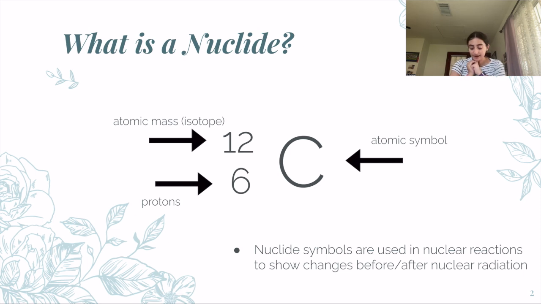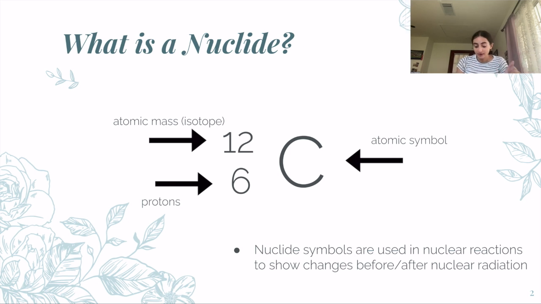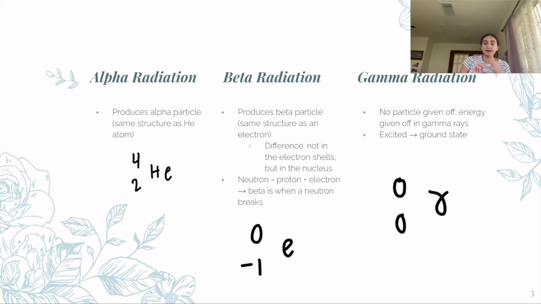radiation. And we will use these nuclide symbols in nuclear reactions, either when you're given an isotope and you have to figure out what will remain at the end of the nuclear radiation, or sometimes you'll be given the product and you have to determine the starting isotope. So there's a lot of different ways we can play around with these nuclide symbols, and we will get into that in future videos.